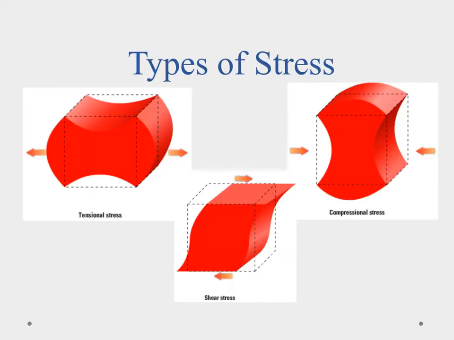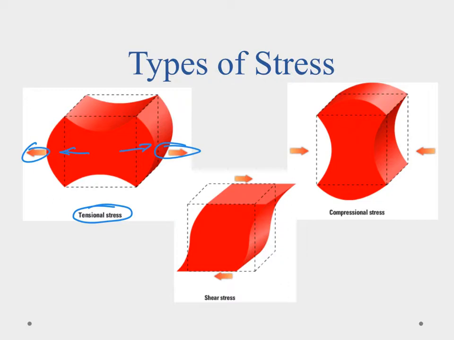Okay, so let's examine the types of stress. These are going to be the forces that rocks are undergoing inside the earth that cause this deformation. The first is tensional stress, and tensional stress is where we have a rock being pulled apart. And you can see the arrows here, and you can see the stretching out of the rock, and that's what tensional is going to be.